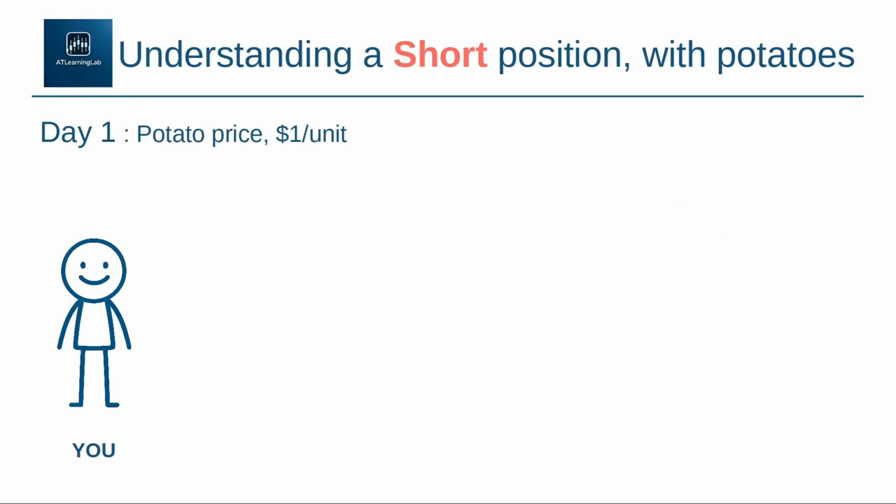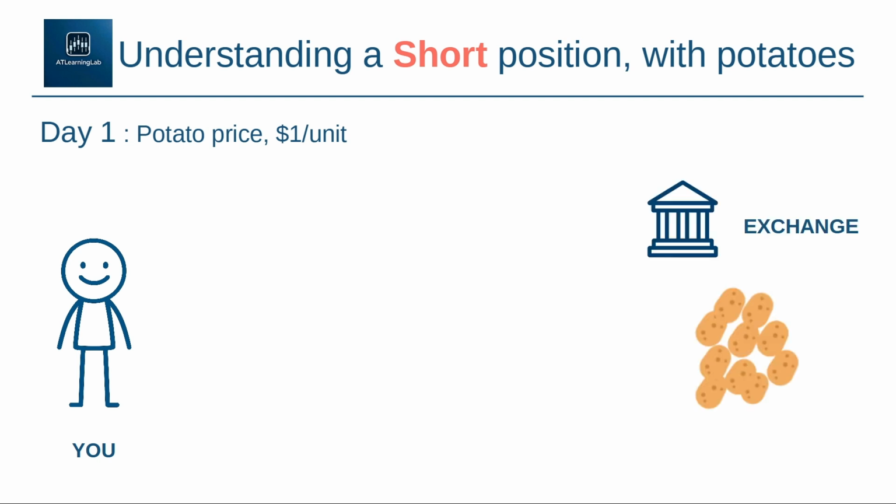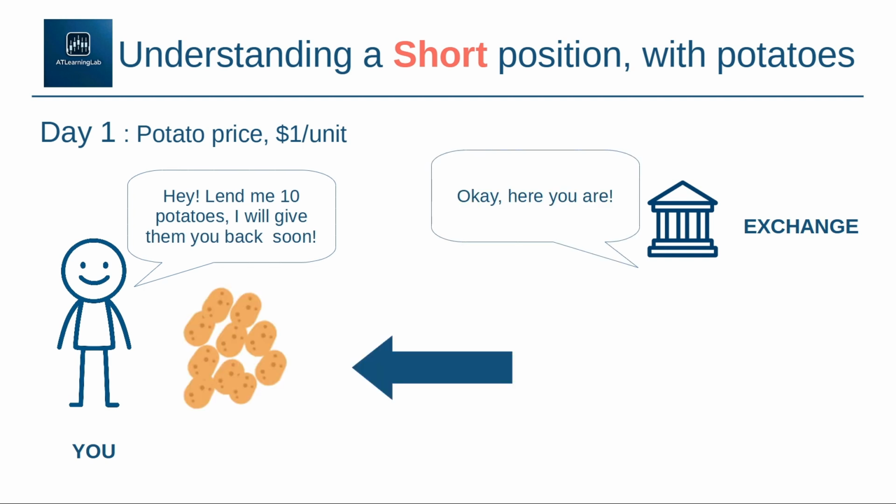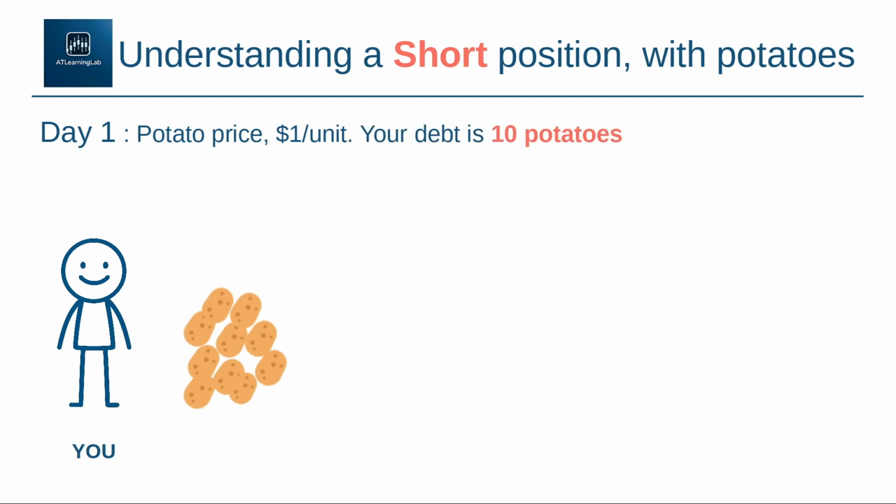So let's say that at day one, the potato price is $1 per unit. So you go to the exchange that has the potatoes. Say, hey, lend me 10 potatoes and I will give them back soon. And the exchange says, okay, here you are. So basically the exchange gives you the 10 potatoes. Then you have 10 potatoes, but your debt with the exchange is 10 potatoes.